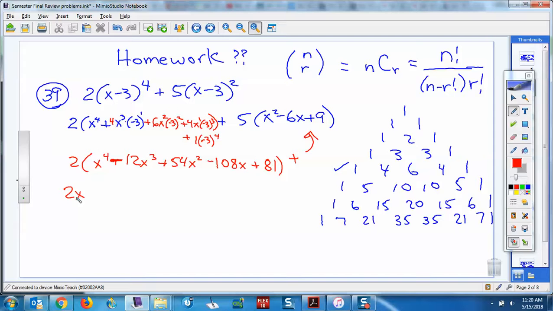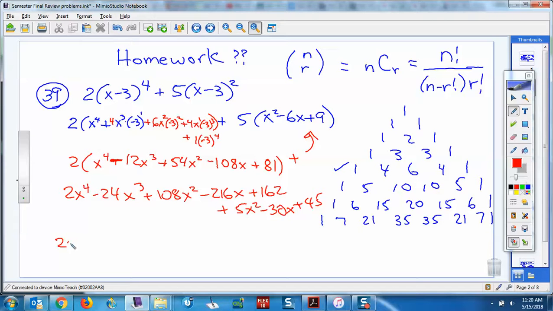Now let's distribute: 2x to the fourth minus 24x cubed plus 108x squared minus 216x plus 162 plus 5x squared minus 30x plus 45, right? And when we're all said and done, 2x to the fourth minus 24x cubed, I got 108x squared plus 5x squared is 113x squared. I got negative 216x and negative 30x is negative 246x. 162 and 45 is 207, right? There it is. Okay, so that's expanded out.